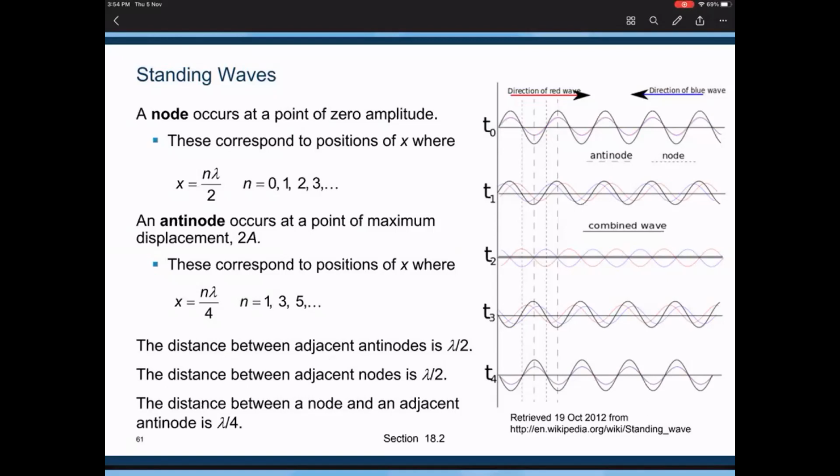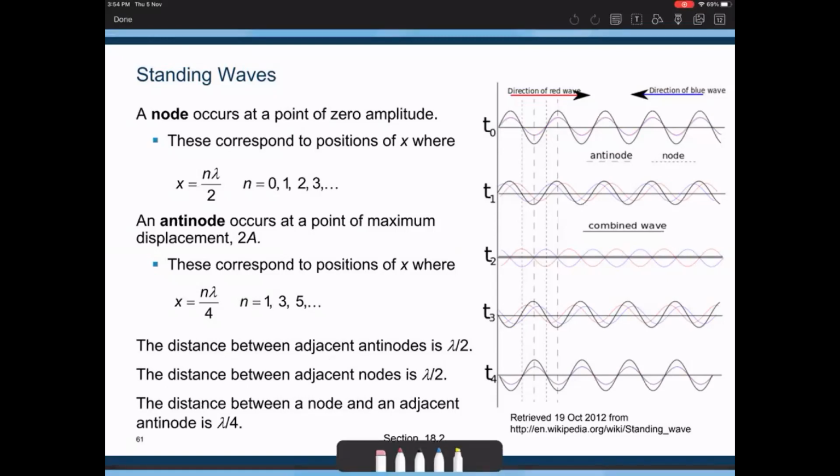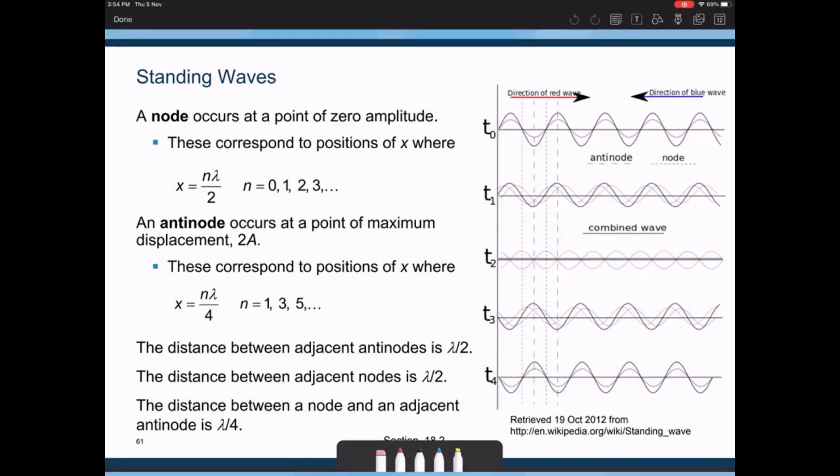Firstly, we have to remember that the nodes and the antinodes are separated by the distance of lambda over 2, meaning that the distance between two antinodes or the distance between two adjacent nodes. Oh, sorry, I should do it like that.